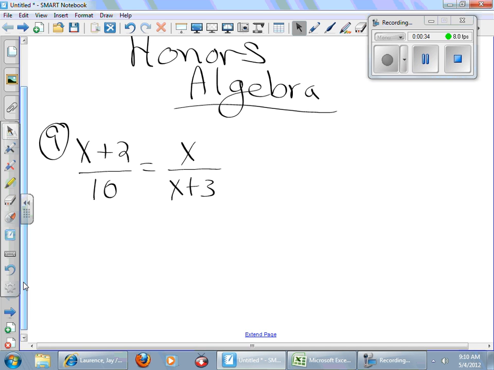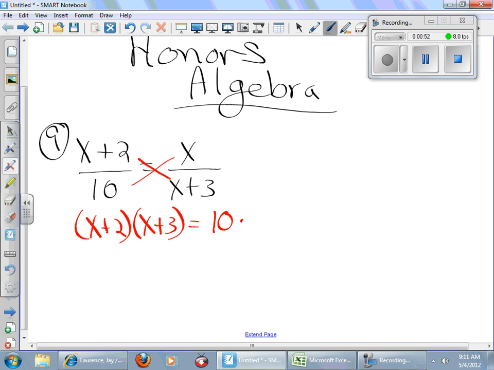Anyway, I'm going to take a look at problem 9 here, and I know two good ways to solve this. The first way is to cross multiply, okay? And so that would give me the problem of x plus 2 as a quantity times the quantity of x plus 3. And then, of course, I would have 10 times x. It's pretty simple. This is a good way to do this problem. I don't like it on the next type of problem I'm going to show you. I think it's more work, but that's only a personal opinion. But if you want to set it up to cross multiply, it's not a wrong way to do it.